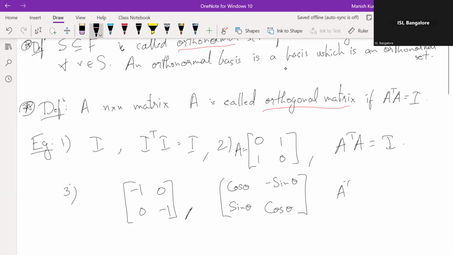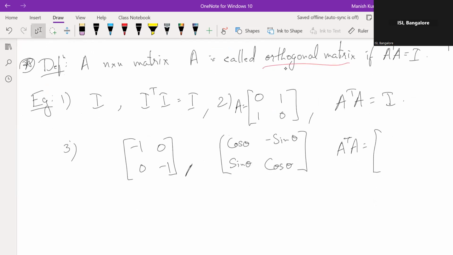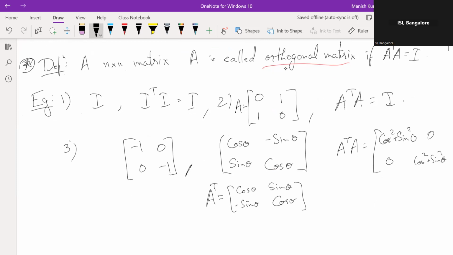A transpose A, what do you get? So what is A transpose? A transpose is cosine theta, minus sine theta, sine theta, cosine theta. This is how A transpose looks. So A transpose A is cosine square theta plus sine square theta, and then this becomes 0, this becomes 0, and this is also cosine square theta plus sine square theta. So as you can see, this is again identity.